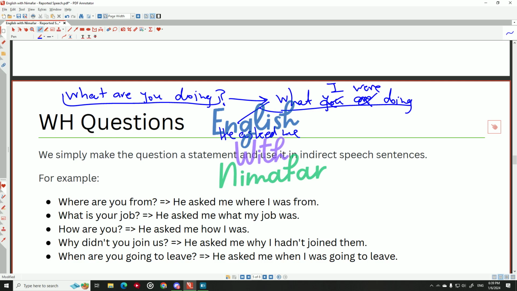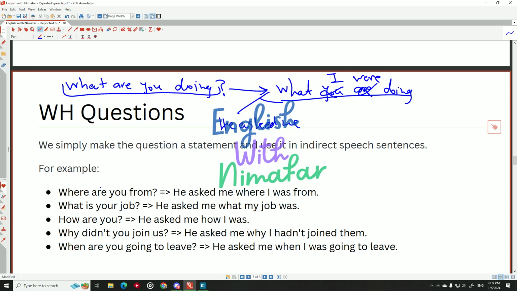So, for example, where are you from? So, where you are from. We change verb and subject. Where you are from. So you becomes I, because he asked me. The subject is I. Where I was from. He asked me where I was from. What is your job? So what your job is. He asked me. Your becomes my. He asked me what my job was. How are you? He asked me how I was.